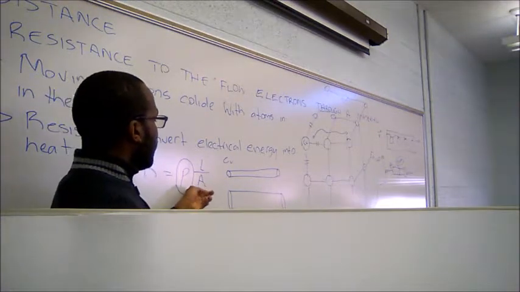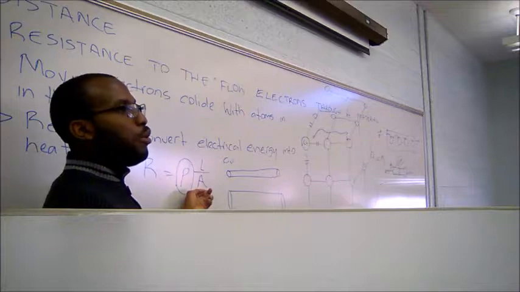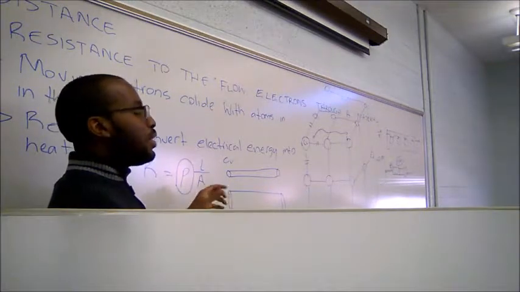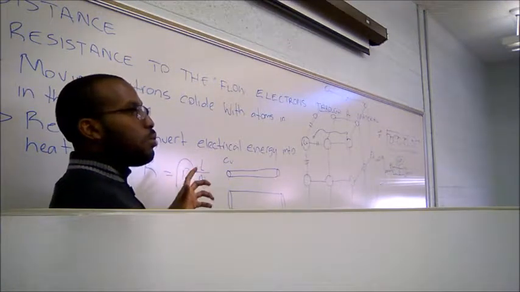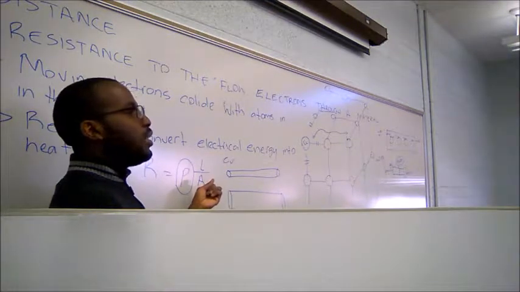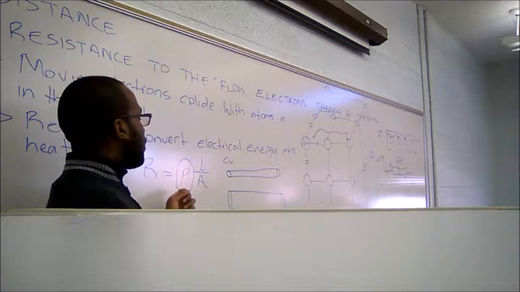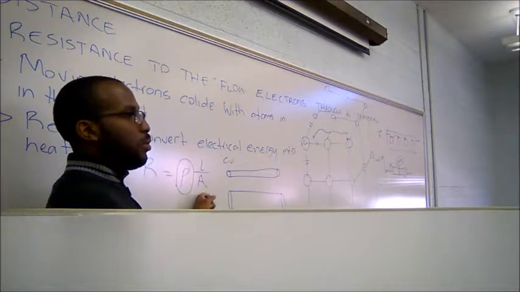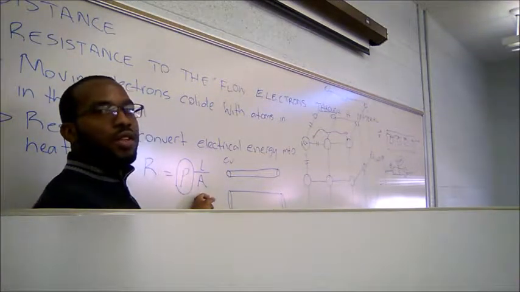And we're saying here that area is inversely proportional. What do we mean? The larger the area, the smaller the resistance. The smaller the cross-sectional area, the larger the resistance. So if you look at our equation here, A is at the bottom, so we say it's inversely proportional to resistance.